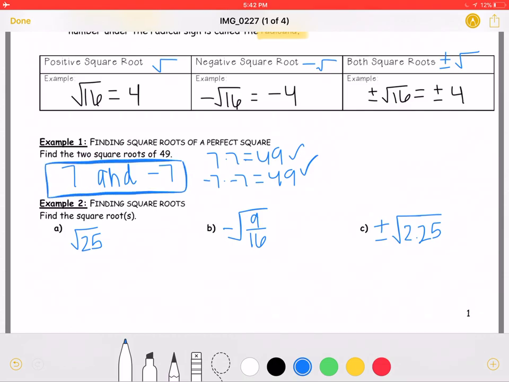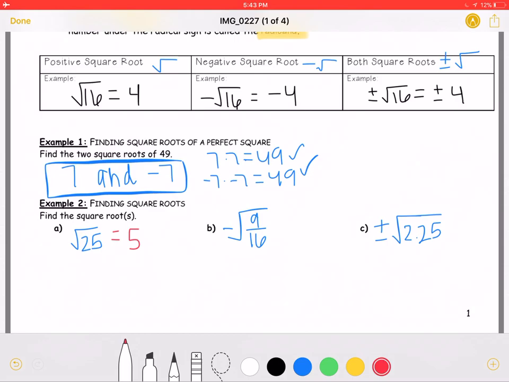Example 2, finding square roots. Let's find the square root of 25. This is just a positive square root, so I just want my one answer. So it would be 5. Now these are perfect square roots. This is why I'm having you write all the squares and square roots, so that you just have that list there so it can become automatic.